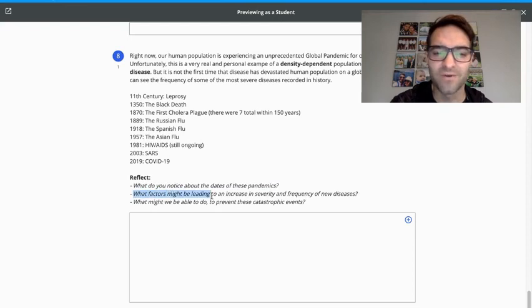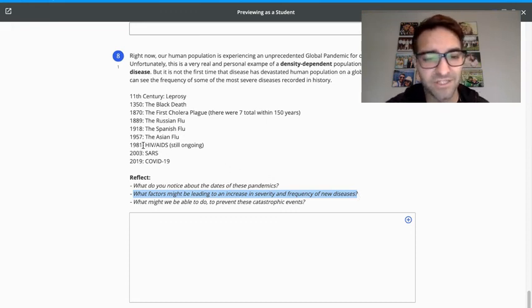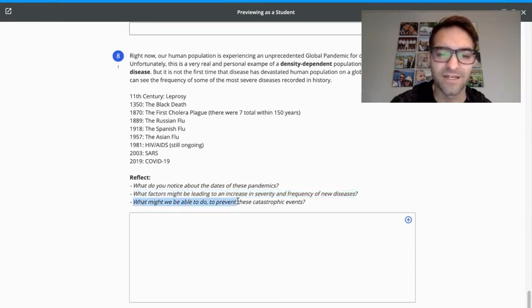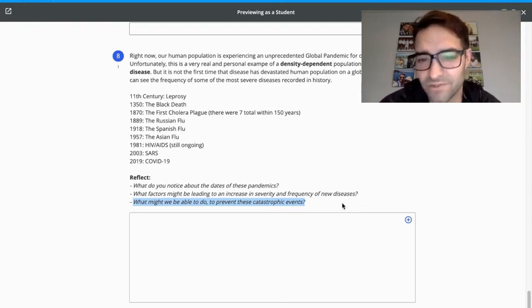So, thinking about that, what factors might be leading to an increase in severity and increase in frequency of these new diseases? And I mentioned here as well, some of them are still ongoing. They're not gone. And so thinking about that as well, what might we be able to do? Is there anything we can do? Can we prevent these catastrophic events? Or is this something that we should become more familiar with?